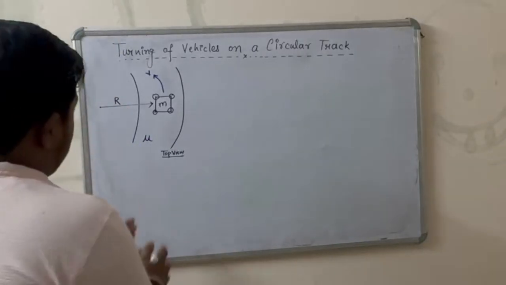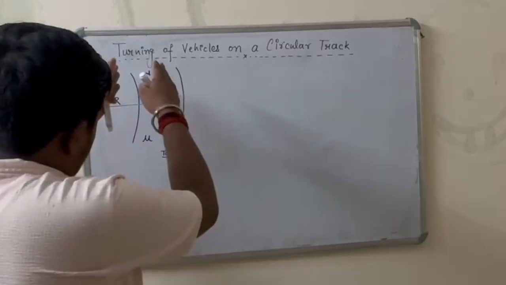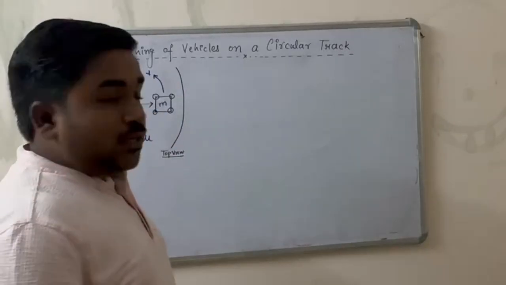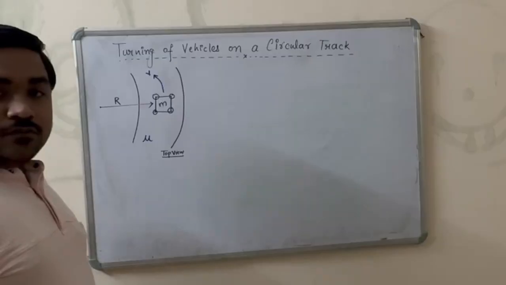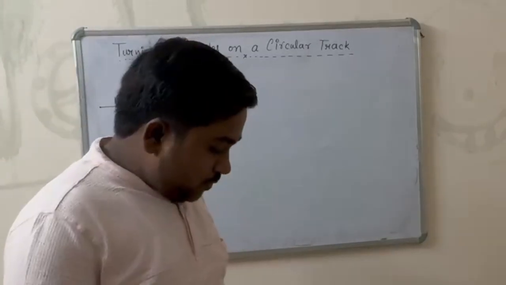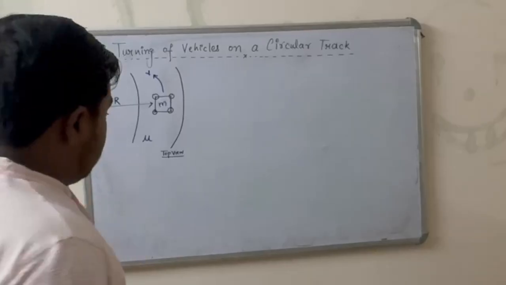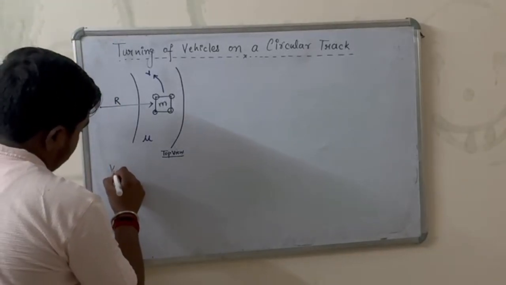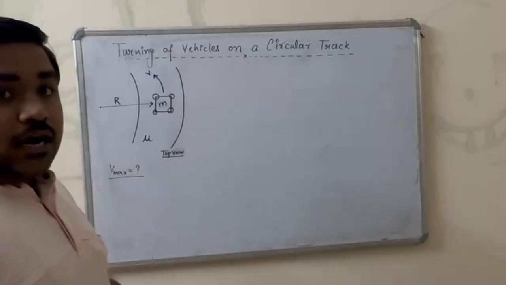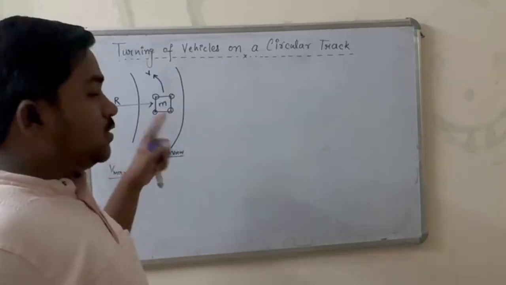So basically this is a top view of a road on which a car of mass m is moving with a constant velocity v, and the coefficient of friction of this road is given as mu. The radius of this circular track is given as r. So what we need to find is the v max at which this car can take a safe turn without skidding.